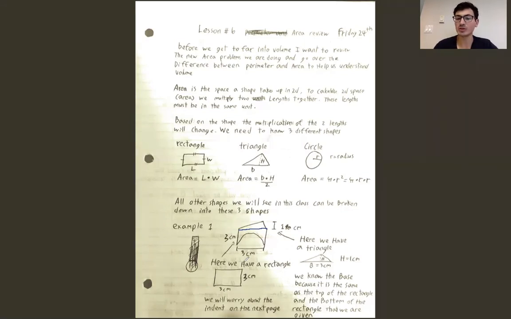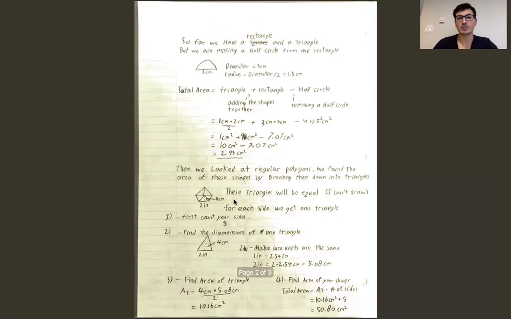So far we've broken the shape down into a triangle and a rectangle. But we are missing half of a circle here. So what we can do is remove the area of that half circle from our area of a rectangle to get the remaining area that we have left. So we go to the next page. There we go. Okay, so we have a half circle here that we want to remove.